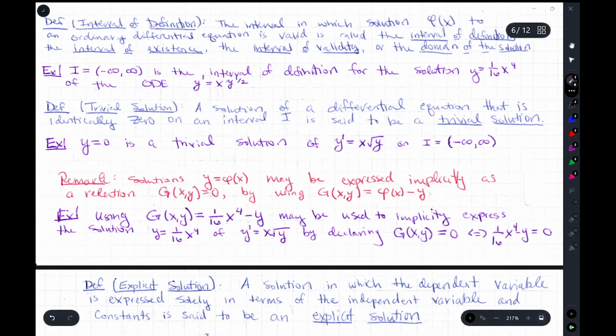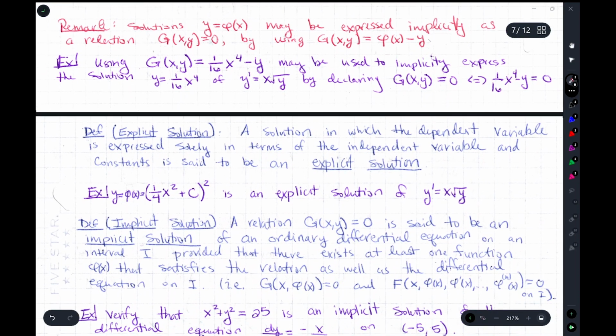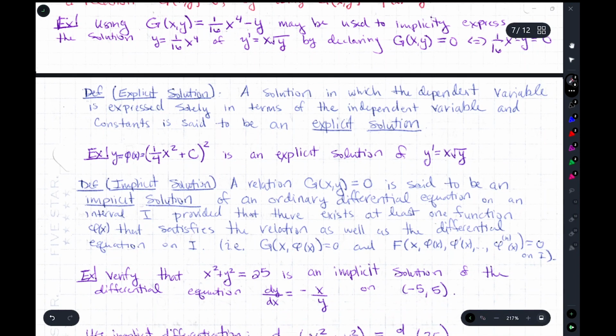We're taking a function of two variables x and y and setting it equal to 0, and it's level because whatever comes out from the left-hand side needs to equal 0. All right, so that's an implicit solution. What about an explicit one? A solution in which the dependent variable is expressed solely in terms of the independent variable and constants is said to be an explicit solution. So you have y of x equal to an expression of only x. That's basically what an explicit solution is.